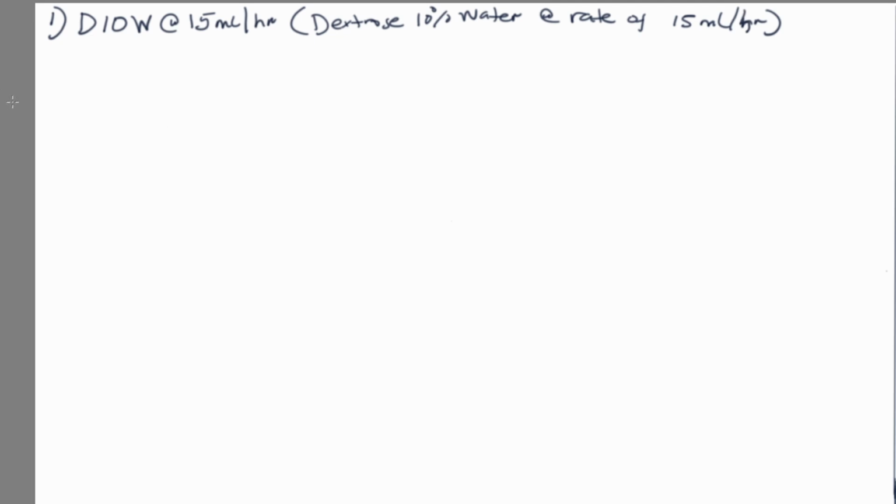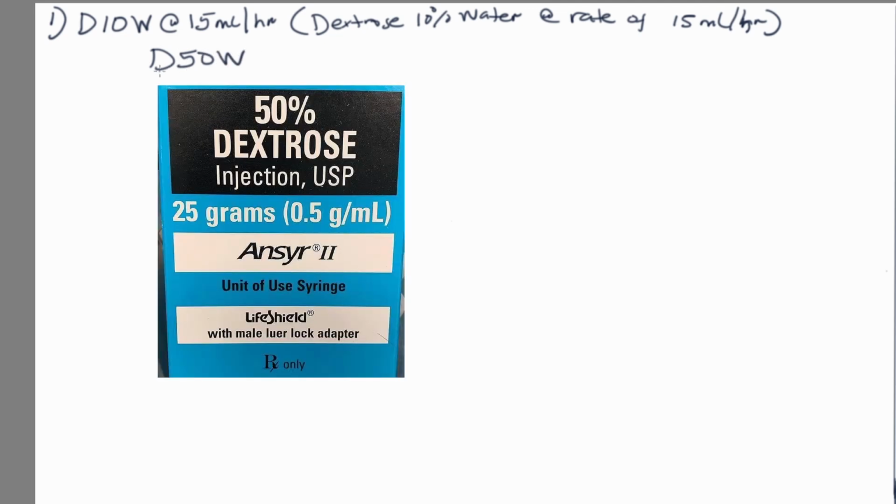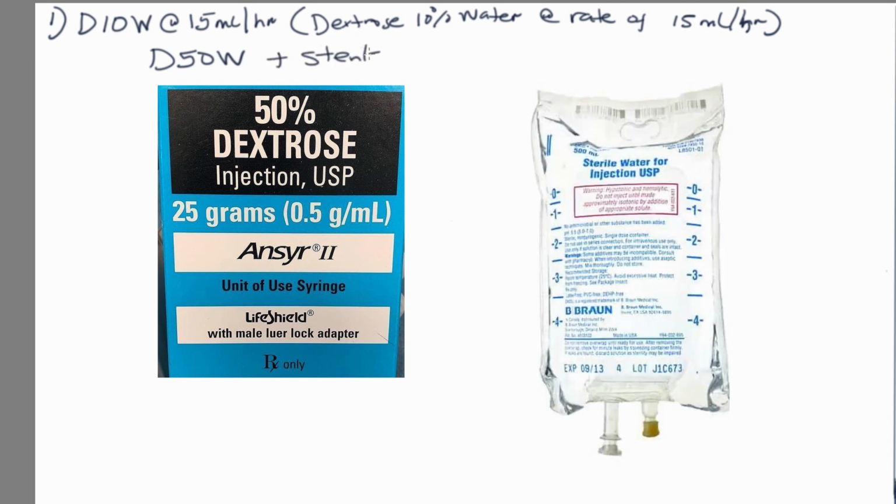You find out that you do not have D10 water in store, so you'd have to make it from dextrose 50. That's 50% in sterile water, and QS it with sterile water. So how would you go about making it?